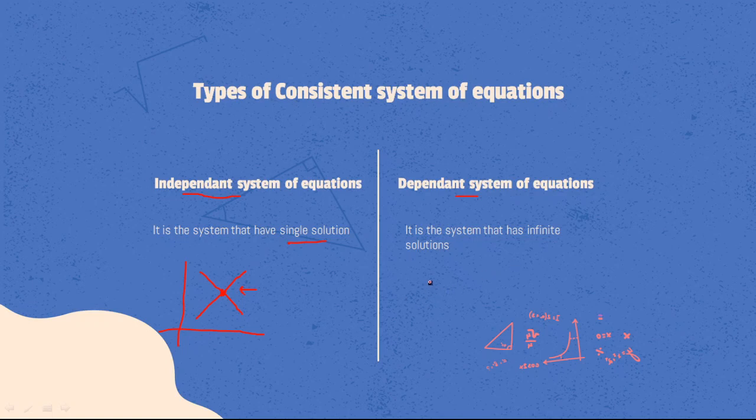What about a dependent system of equations? It is a system that has infinite solutions. That means the two equations meet at many points on the graph. If we make a graph, this is one equation and the other equation coincides, it's on top of it. That means both of the lines, both of the equations, meet each other at many points. That's why they have infinite solutions.